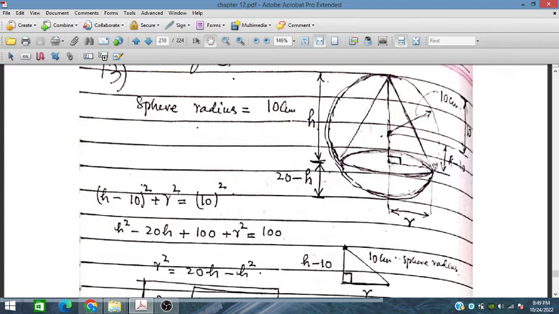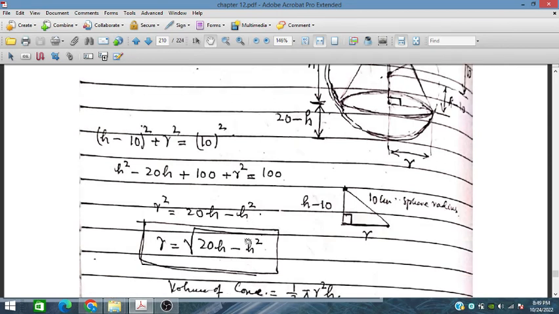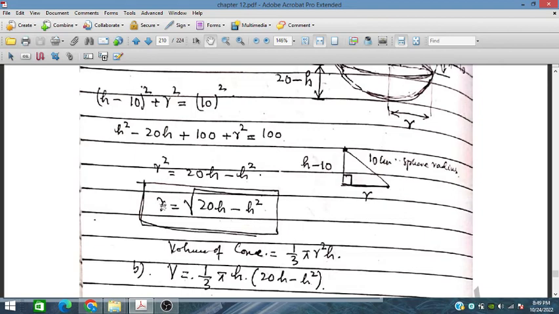So this is the radius r, and this is the height. This height from here to here is h minus 10. This is r squared, and this is 10 squared, the radius of the sphere. Now solving it, we have r squared equal to 20h minus h squared, and r is equal to the square root of 20h minus h squared. This is the radius we had to show. So this is part one.